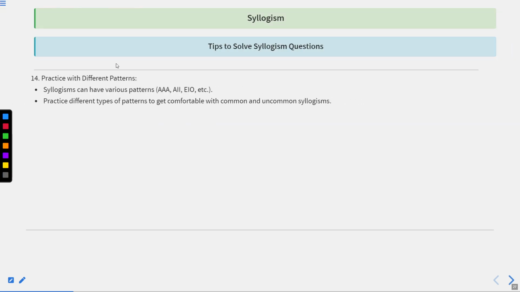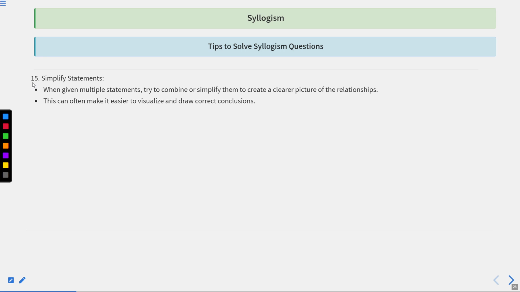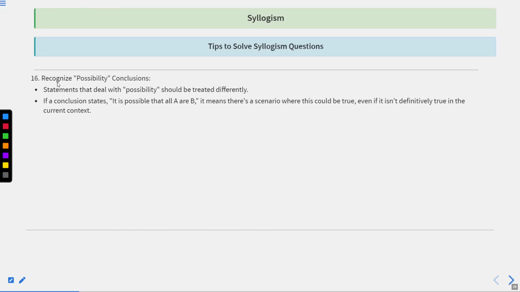Okay. Practice with different patterns. Syllogism has various patterns, like AAA inference. Practice to get comfortable with uncommon syllogisms. Simplify statements. Whenever there is a statement, visualize and draw the correct conclusion. Drawing the Venn diagram can be helpful.